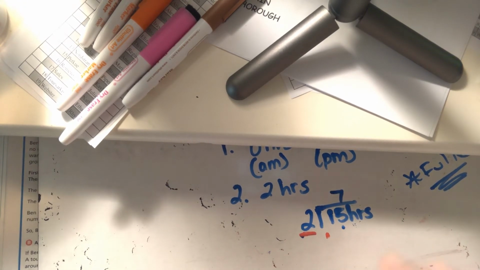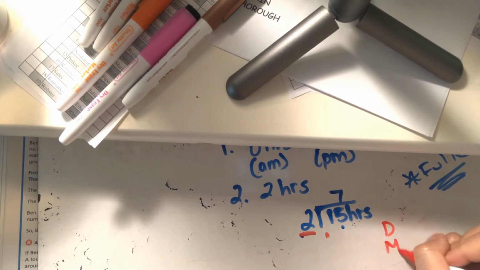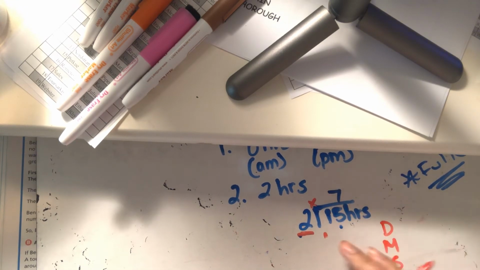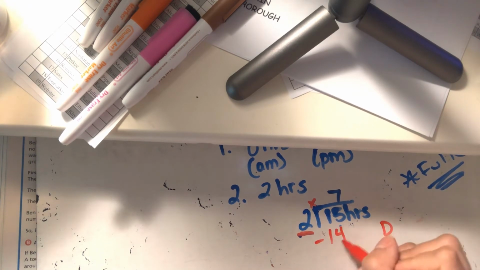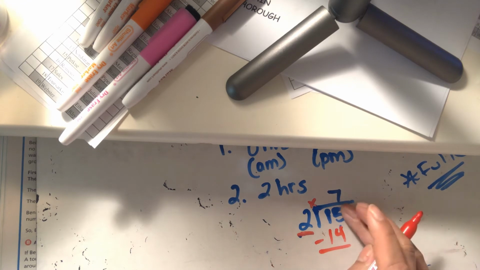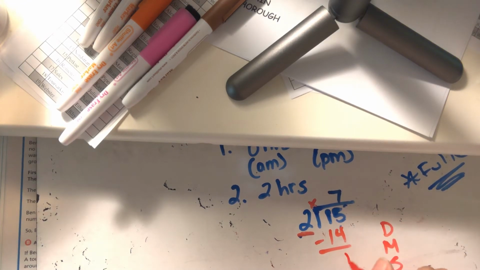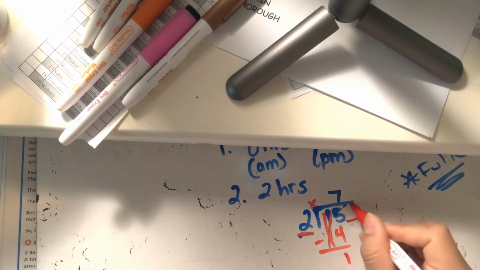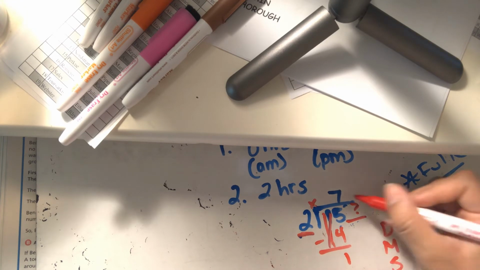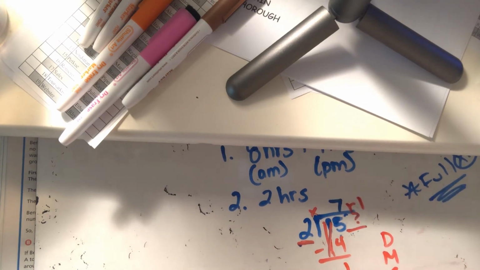So now we divided. Remember our steps. Multiply 2 times 7. That's going to give us what? You said 14. You are right. Subtract 14. So 15 minus 14 is going to be 1. These 2 cancel out, so it's just 5 minus 4. Do we have anything left to bring down? We do not. So now our answer is 7 with a remainder of 1.